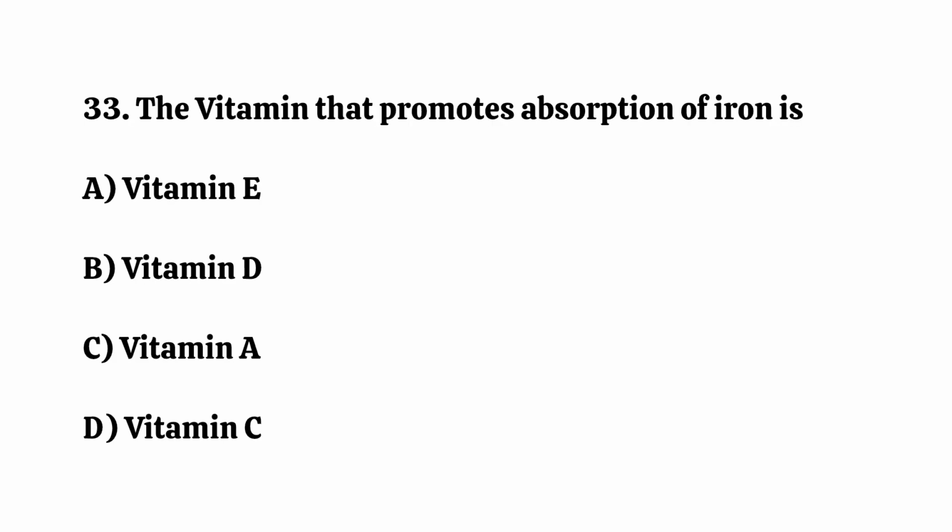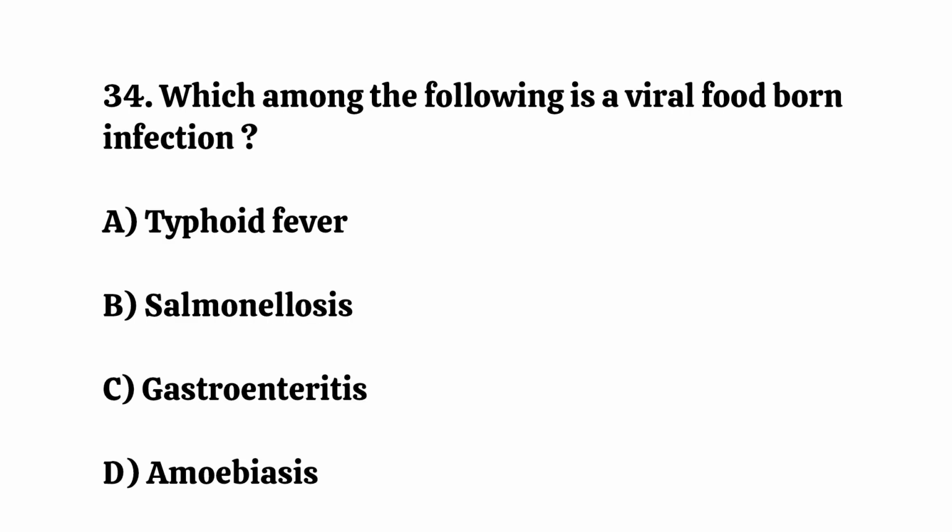Next question. The vitamin that promotes absorption of iron is A. Vitamin E, B. Vitamin D, C. Vitamin A, D. Vitamin C. Answer is option D. Vitamin C. Next, which among the following is a viral foodborne infection? A. Typhoid fever, B. Salmonellosis, C. Gastroenteritis, D. Amoebiasis. And the answer is option C.